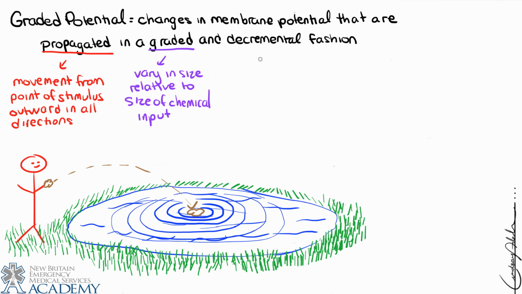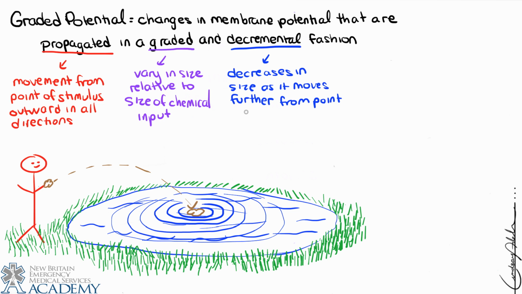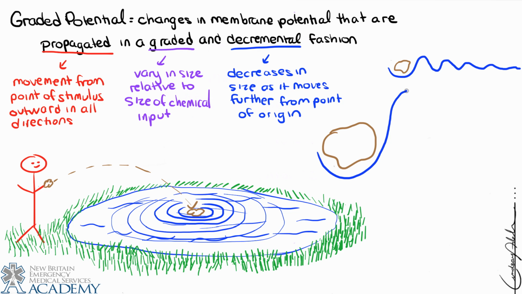And lastly, decremental refers to the idea that the graded potential decreases in size as it moves further from the point of origin. In the beginning, when the rock falls into the water, the ripple effect may be very strong. We have a nice little, I guess you could say, small wave. And then the wave gets smaller and smaller as it moves away from the point where the rock fell into the water, the point of origin. This is an expected outcome. All of these things are expected for graded potential.